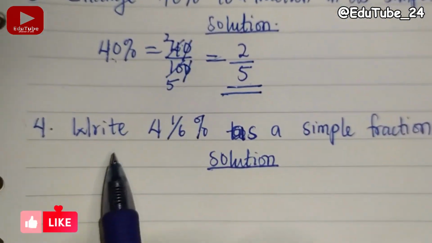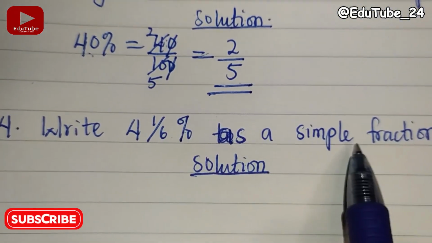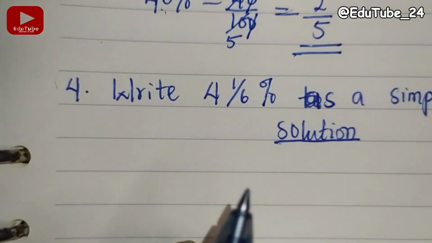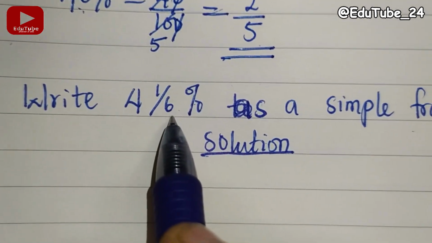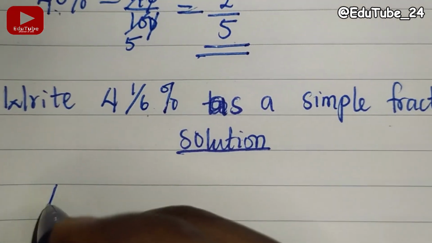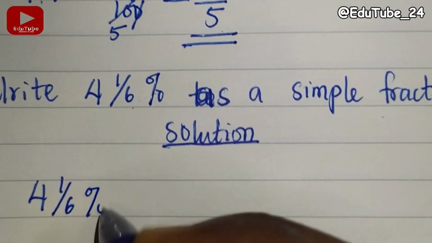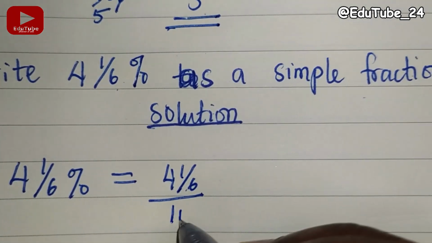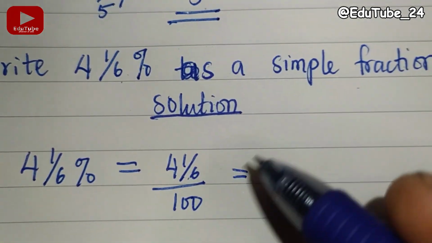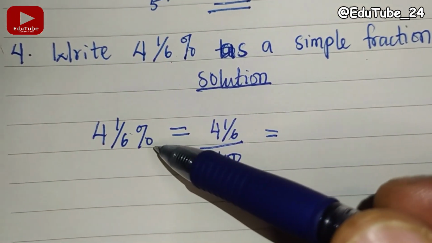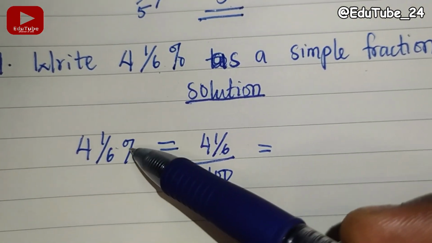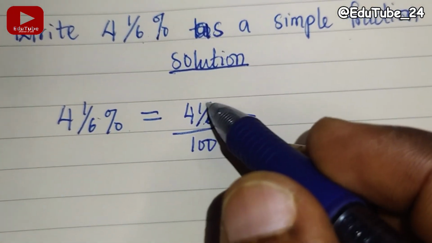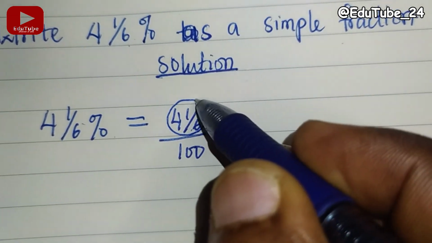And the fourth example says write 4 whole number 1/6% as a simple fraction. So just like we did in example 3, to convert this percentage to a fraction, we write 4 whole number 1/6 out of 100. Now I'm going to rewrite this expression. Don't forget that percentage means by 100 or out of 100. But we need to convert this mixed number, 4 1/6, to an improper fraction.